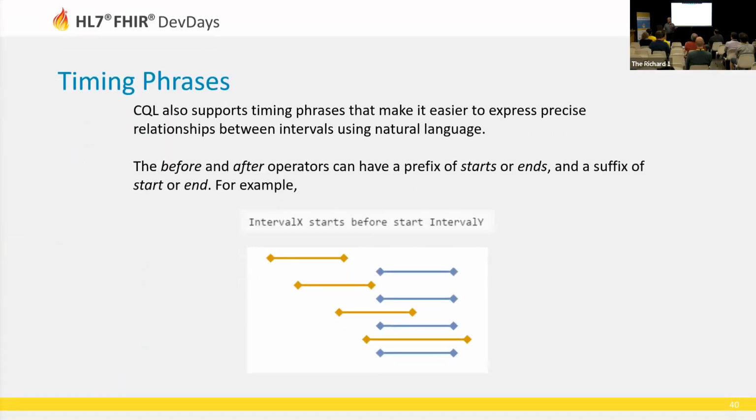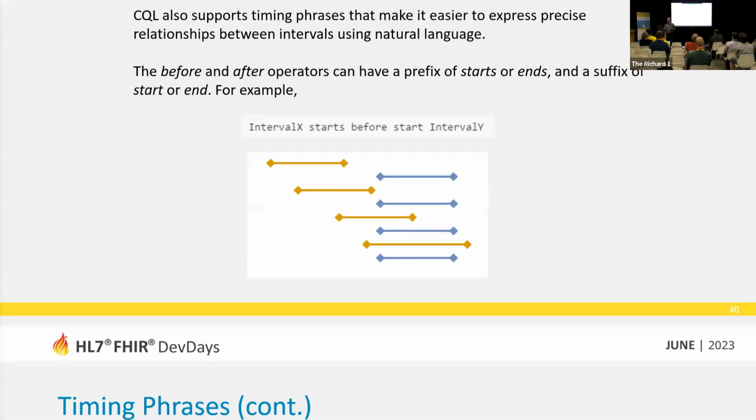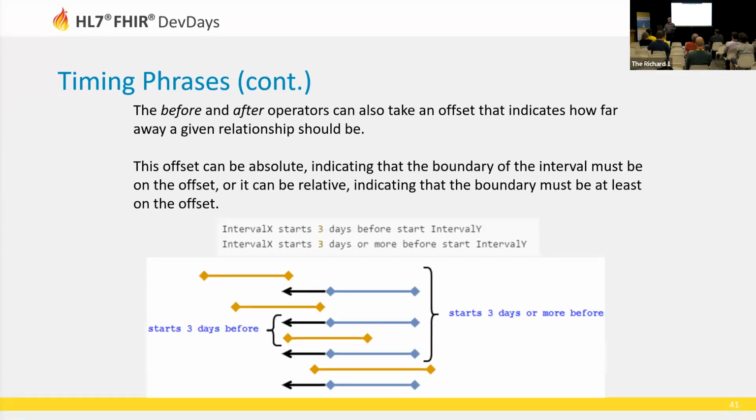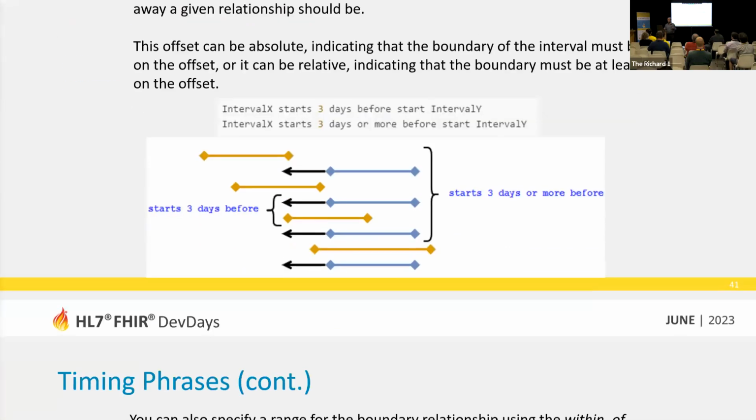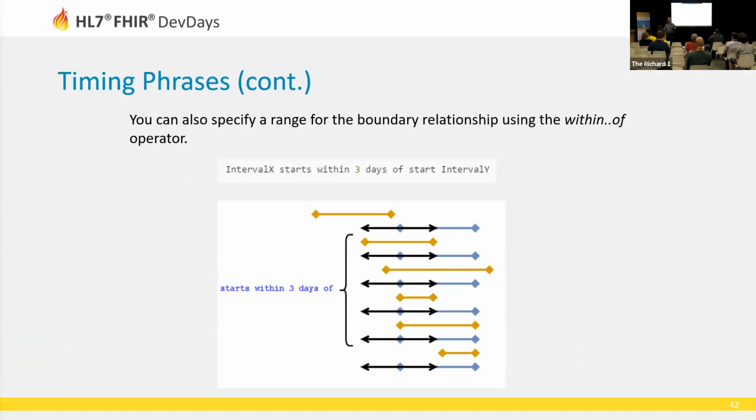There is also support for timing phrases. So you can ask if a given interval starts before the start of, right? So you can access the endpoints of the intervals and use those in timing phrases. So I can say, does it start 3 days before the start of, 3 days or more before the start of? So I can start talking about intervals before and after. And I can also do within. So I can ask if it starts within a range.